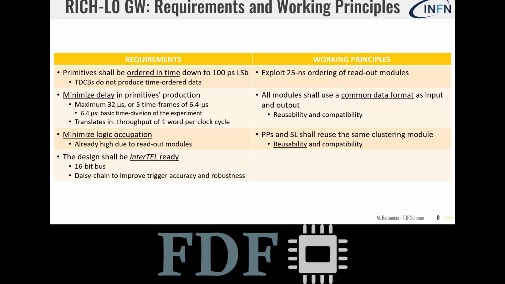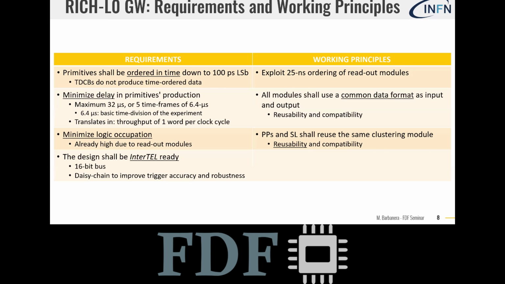So we will go through what the requirements were, and also the working principles we used for the design of the gateway. The primitives have to be ordered in time down to 100 picoseconds, which is not strictly true, since we could have used 25 nanoseconds, but at the time the requirement was that the primitives had to be ordered in the full timestamp. The problem was that the TDCBs and the daughter cards were not producing the data time ordered, but we exploited some readout modules that sorted the TDCB data down to 25 nanoseconds.